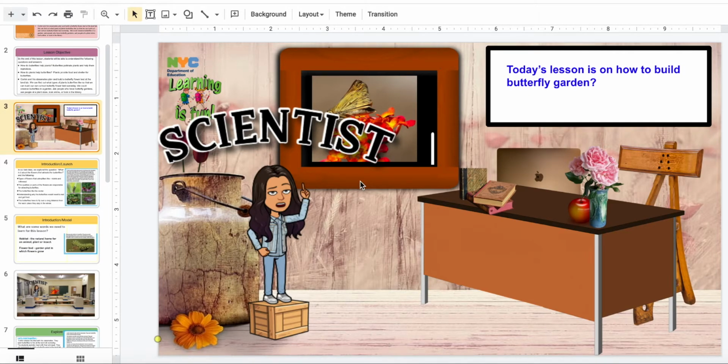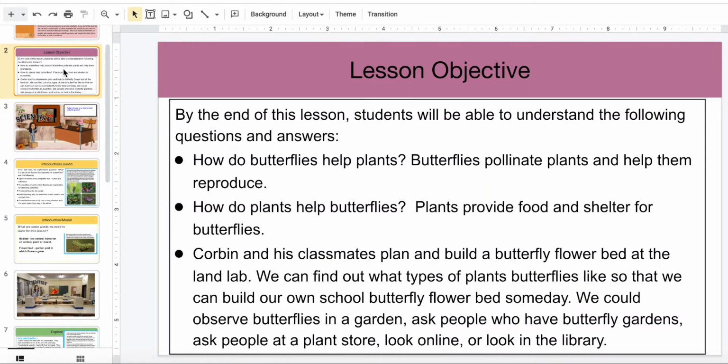Today's lesson is on how to build a butterfly garden. By the end of the lesson, you'll be able to understand how butterflies help plants. Butterflies pollinate plants and help them reproduce. How do plants help butterflies? Well, plants provide food and shelter for butterflies.